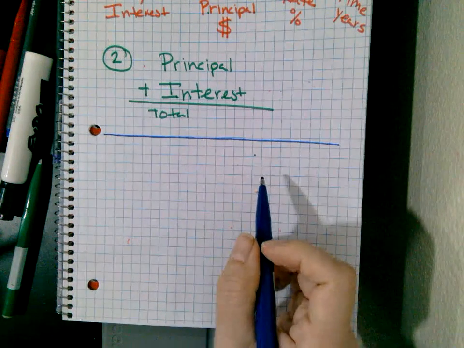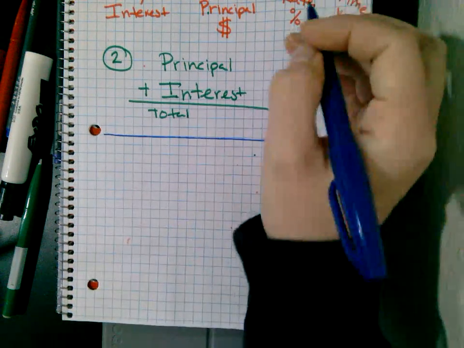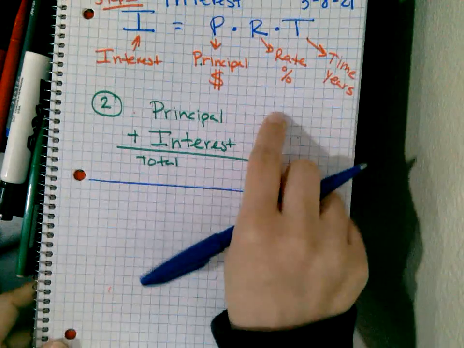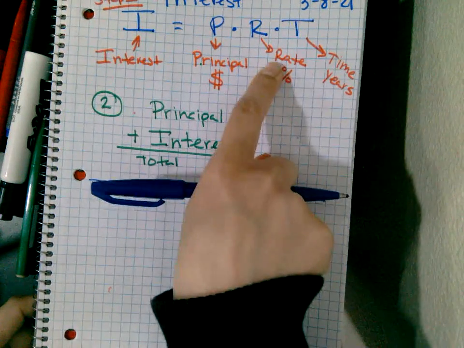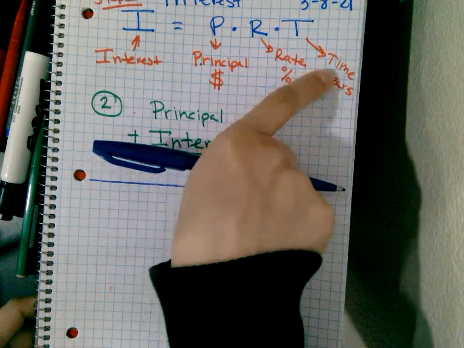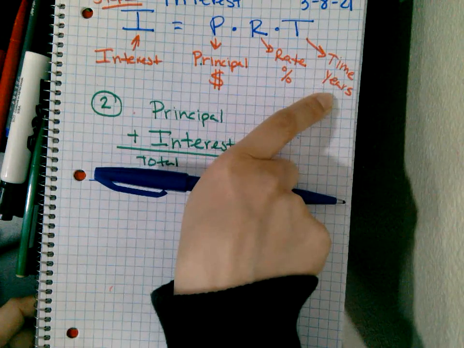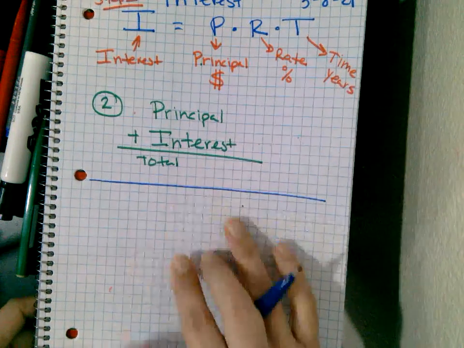All right. What's next to the principal one? Rate. This one? The one in red? No, the one next to rate. Time? Yeah. Years? Time and years?